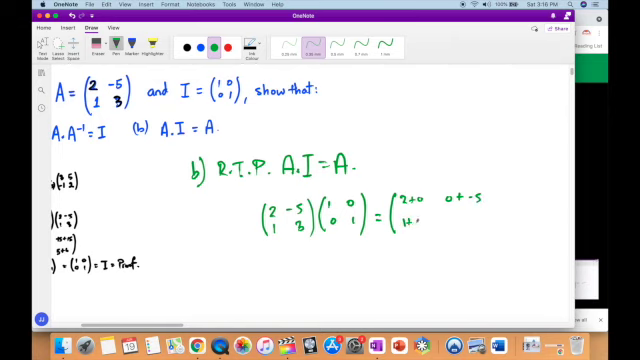3 times 0 is 0. No, sorry, 1 times 0 is 0, and 3 times 1 is 3. And what do we end up getting? 2, negative 5, 1, 3. And that is A, and that is the proof.